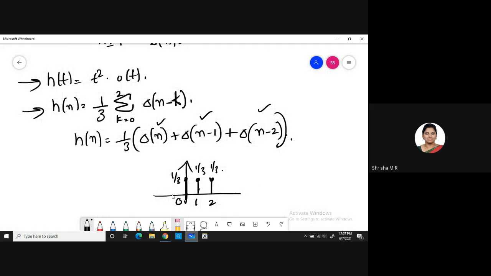So at n less than 0, S of n is 0. At n is equal to 0, S of n is 1 by 3. At n is equal to 1, S of n is 1 by 3 plus 1 by 3. At n greater than or equal to 2, S of n is 1 by 3 plus 1 by 3 plus 1 by 3. You get 1. Okay, you solve these two.